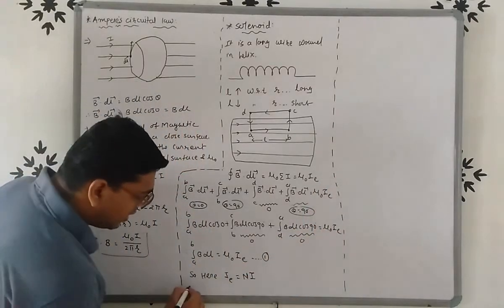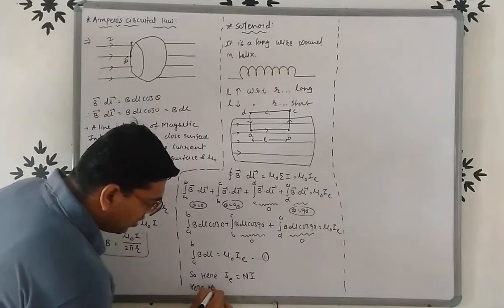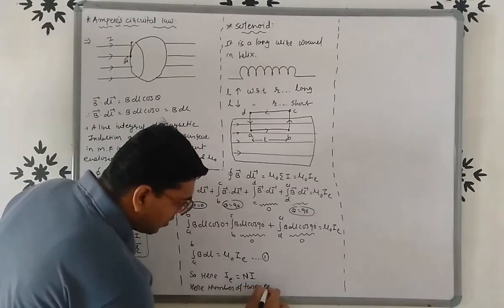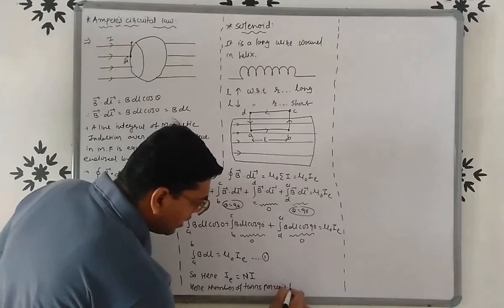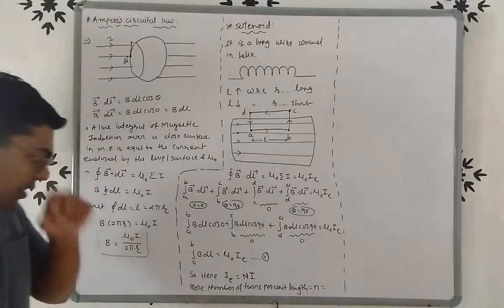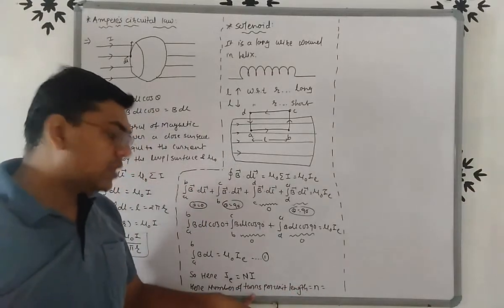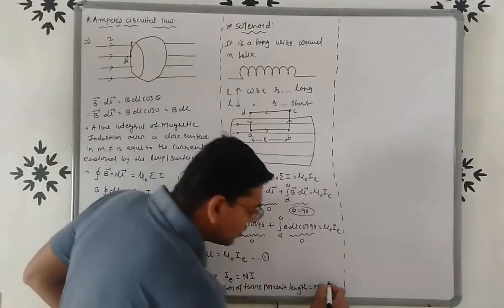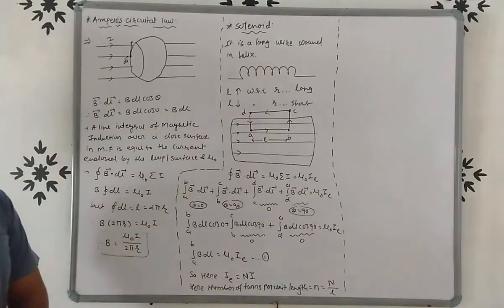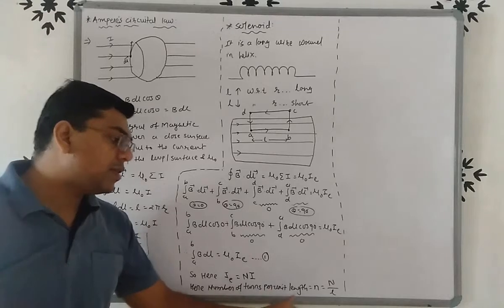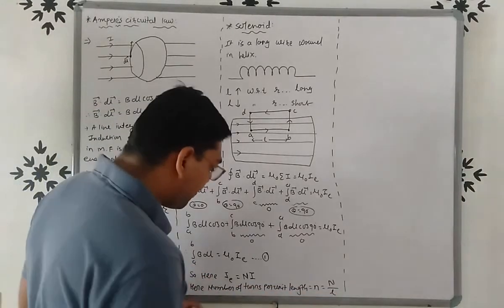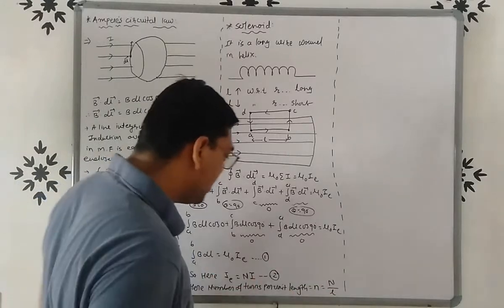So here the number of turns per unit length is equal to small n. Then what happened, friends? Number of turns capital N per unit length. So small n is equal to capital N upon L, right? So we consider that the number of turns per unit length, small n, is equal to capital N upon L. So this is equation number 2.